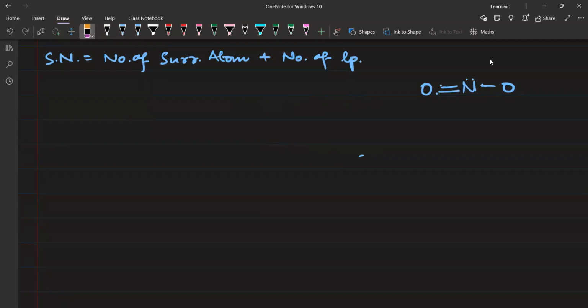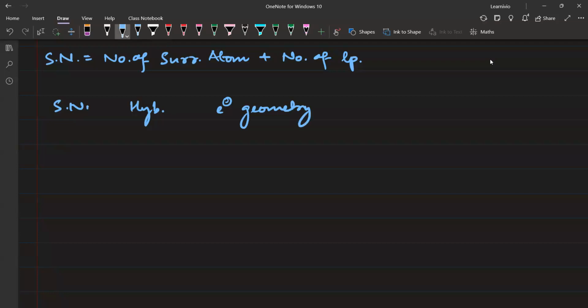चलिए खैर, अब आपके पास क्या है, with different steric numbers you have to memorize the hybridization. स्टेरिक नंबर आपको दिया रहेगा, you have to memorize the hybridization and the electronic geometry. उसके बाद जो शेप है, the molecular shape, it is going to depend on the number of lone pairs.